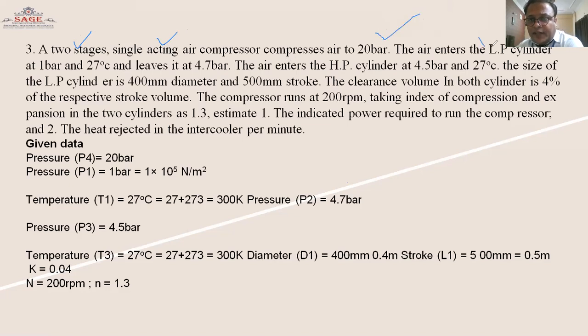The air enters the LP cylinder at 1 bar and 27 degrees centigrade, leaves it at 4.7 bar. The air enters the HP cylinder at 4.5 bar and at 27 degrees centigrade. The size of the LP cylinder is 400 mm diameter and 500 mm stroke. The clearance volume in both cylinders is 4% of the respective stroke volume.